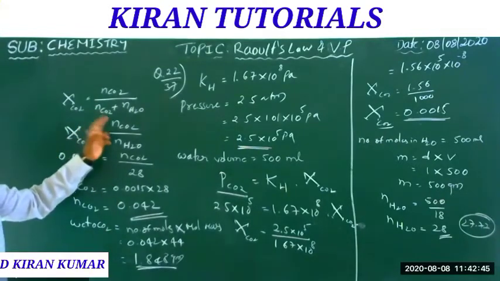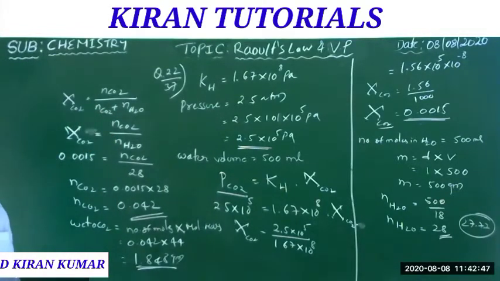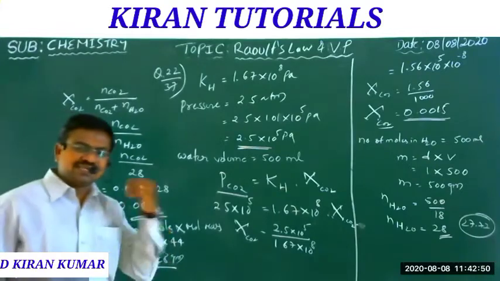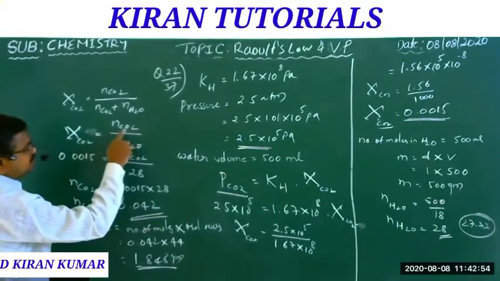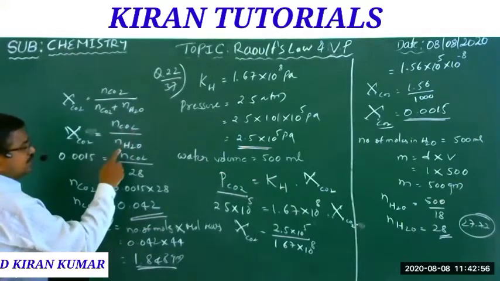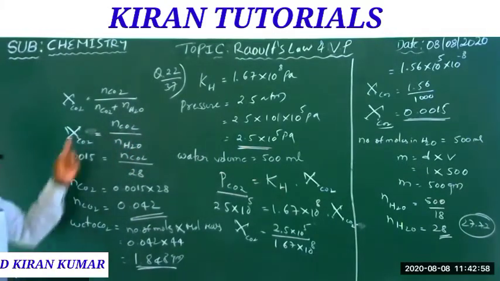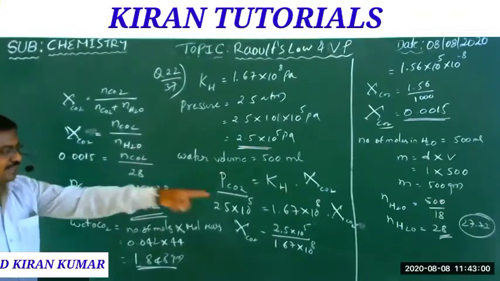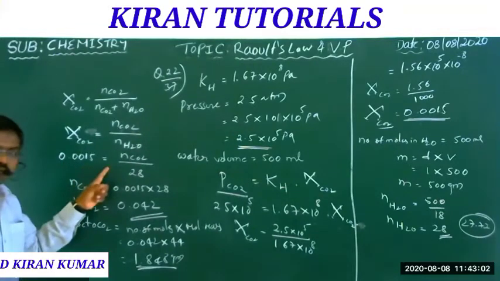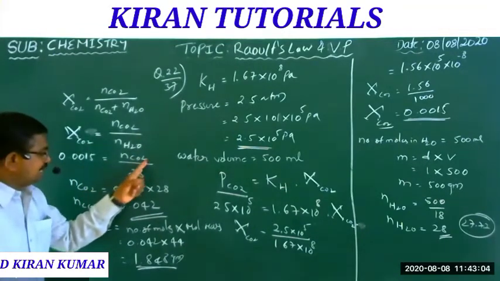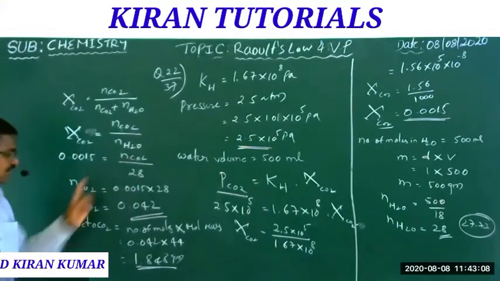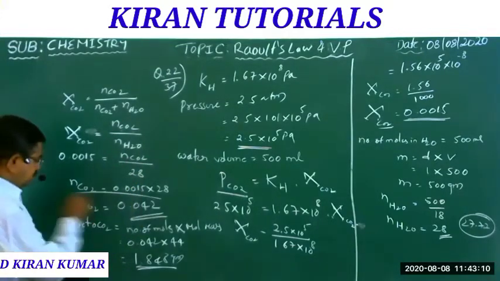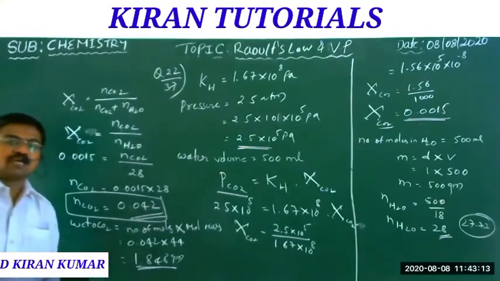Here we have to calculate. For a dilute solution, you can neglect the solute number of moles. So number of moles of carbon dioxide by number of moles of H2O. Mole fraction of carbon dioxide we have calculated, 0.015, equals number of moles of carbon dioxide by number of moles of water, 28. Solving this, you get the number of moles of carbon dioxide.